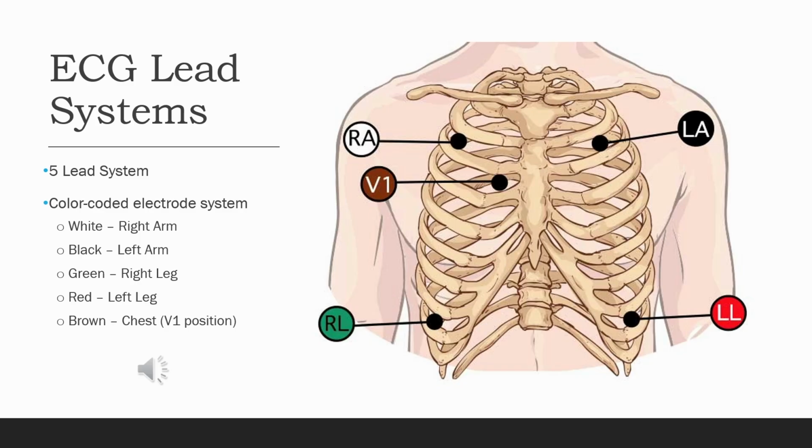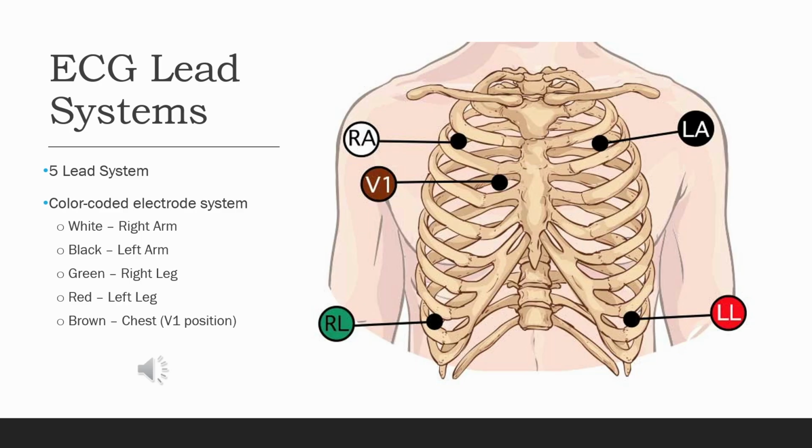So now let's discuss ECG lead systems and proper electrode placement. Correct lead placement is very important for us to get an accurate rhythm interpretation so that we can avoid any false readings. A 5-lead ECG system is very commonly used for continuous cardiac monitoring, especially in the hospital setting, and that's what we see here on the slide. It consists of color-coded electrodes that are placed at very specific locations on the body.